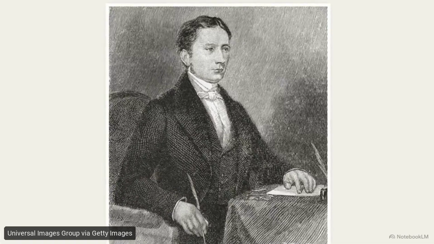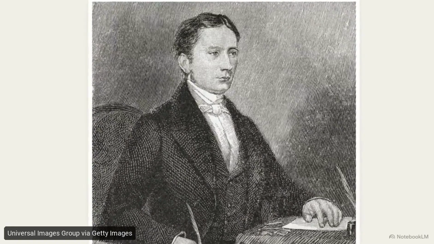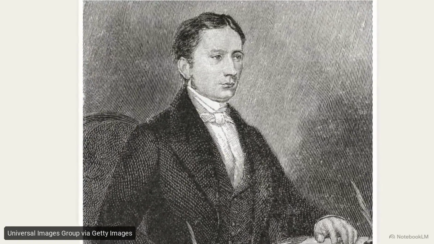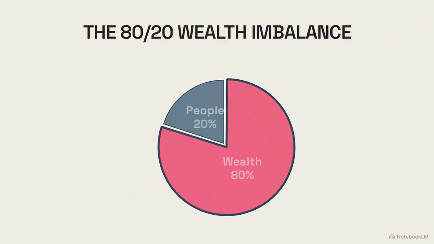In 1897, an Italian economist named Vilfredo Pareto noticed a strange, recurring mathematical anomaly. He found a massive, predictable lack of balance in the distribution of the world's wealth. We see this exact same imbalance everywhere today.